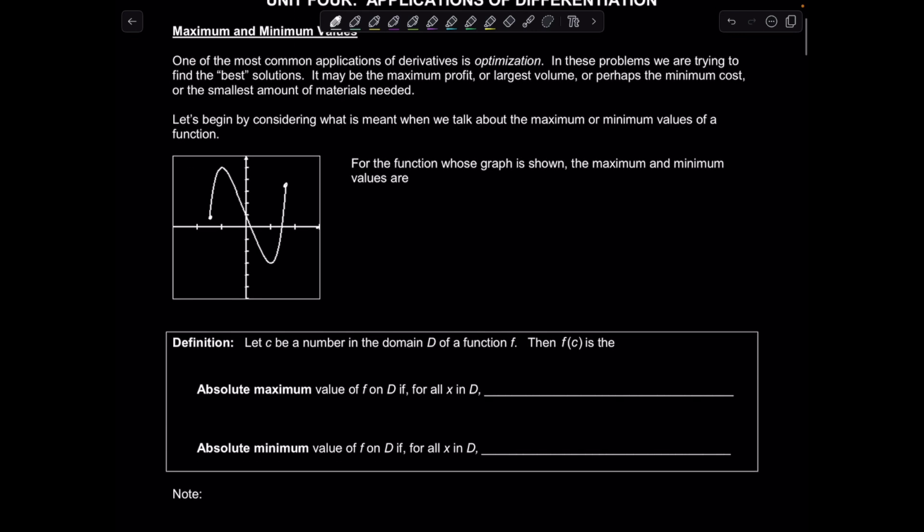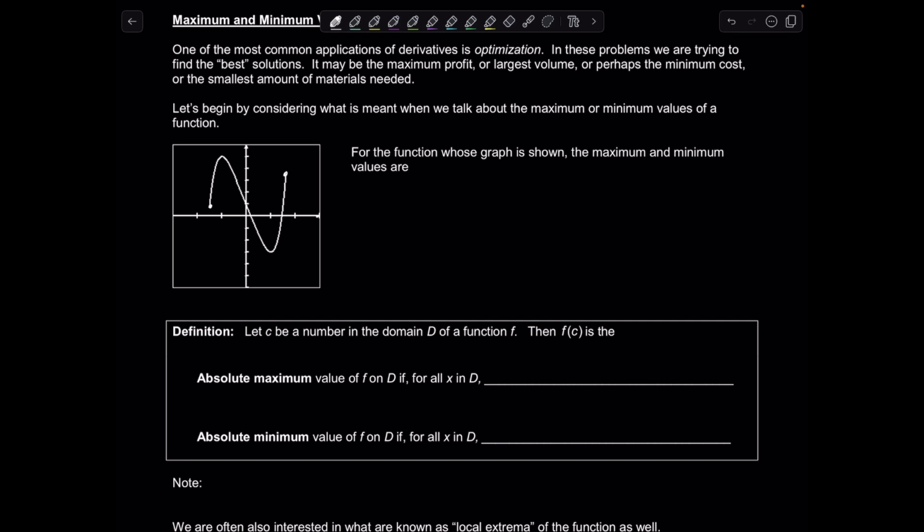So, to start our discussion, we want to look at one of the most common applications of derivatives, and that is optimization. In these problems, we're going to try to find the best solutions. What do we mean by best? Well, it could be the max profit of something, the largest volume, perhaps the minimum cost, or the smallest amount of materials needed. We're going to be getting into that later.